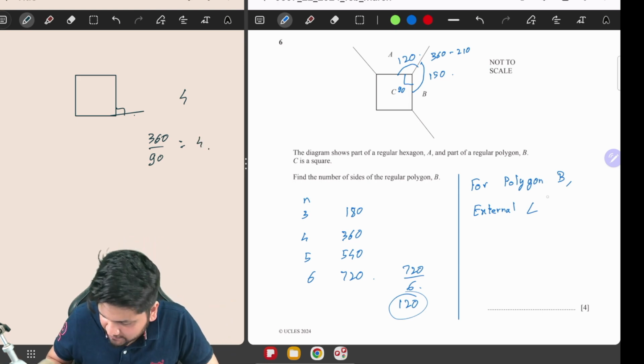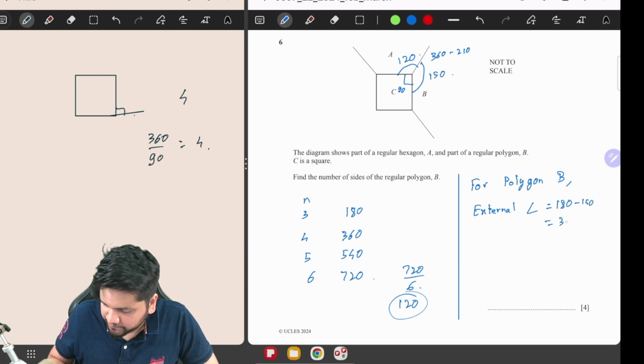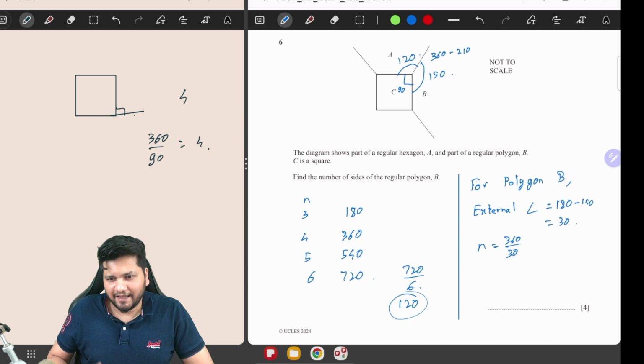So here the external angle is 180 minus 150, which is 30 degrees. So all I have to do for the number of sides is 360 by 30. So for the number of sides, I always prefer the external angle. So 360 by 30 is nothing but 12. So the answer is 12.